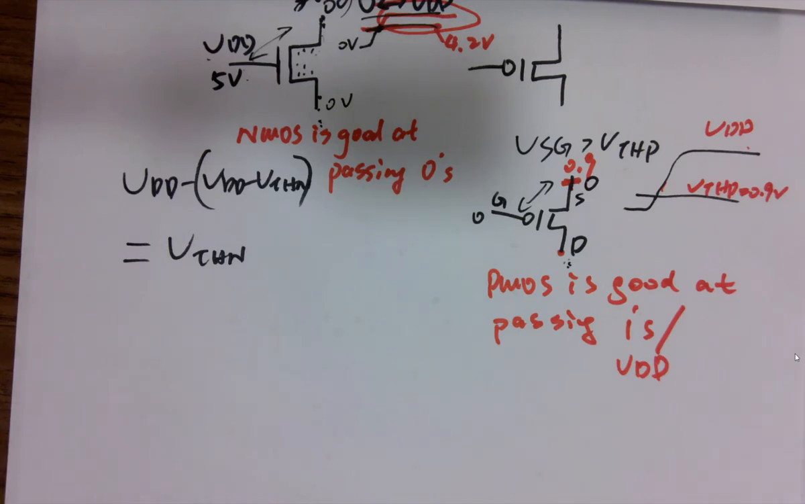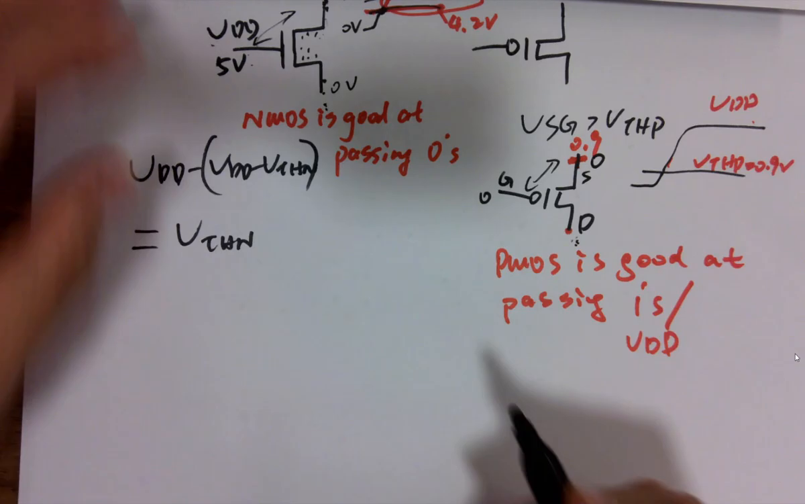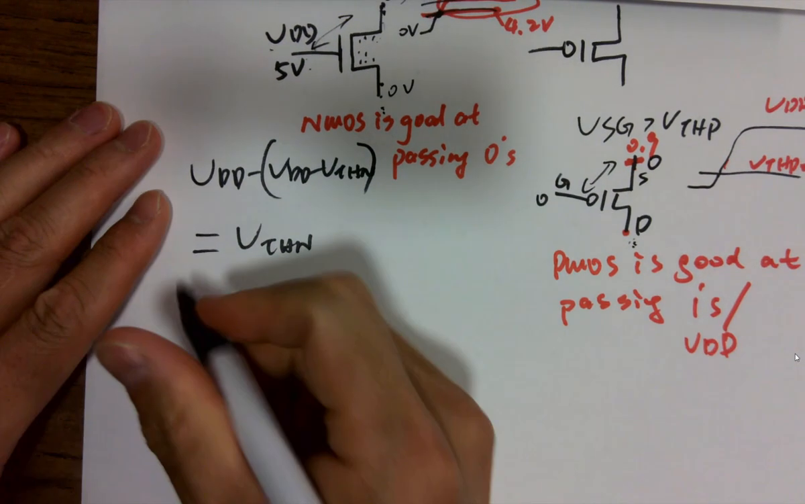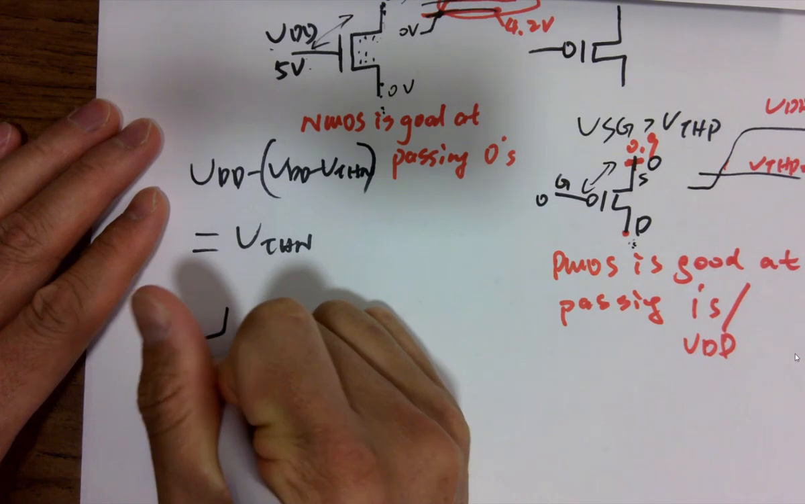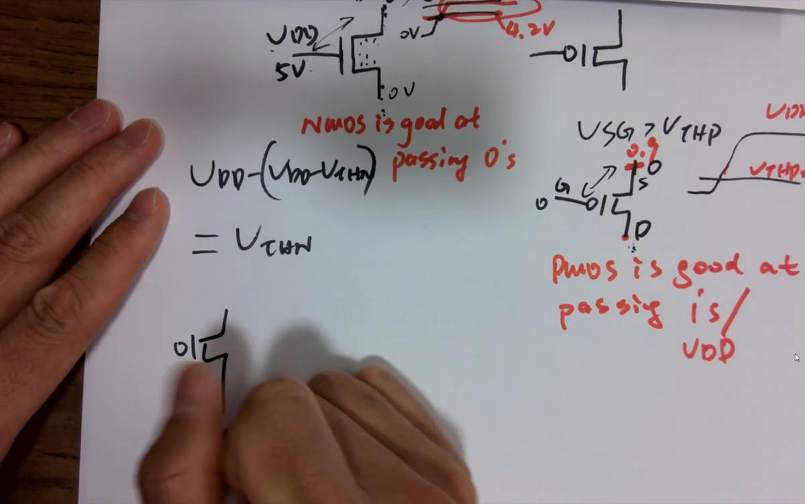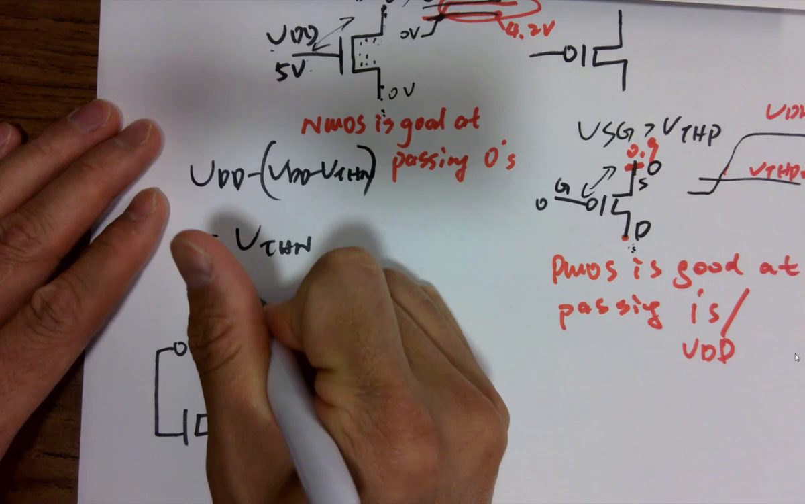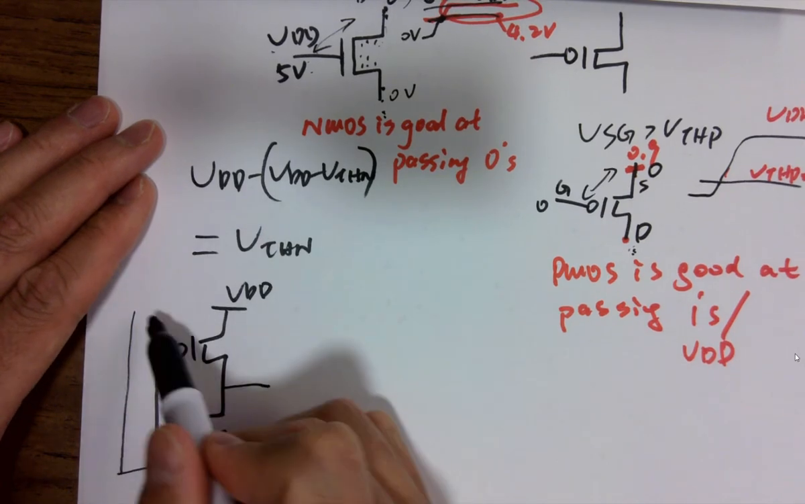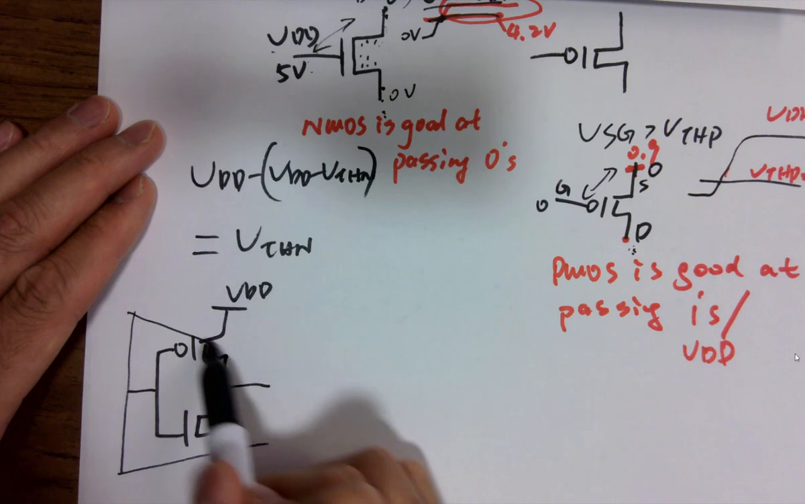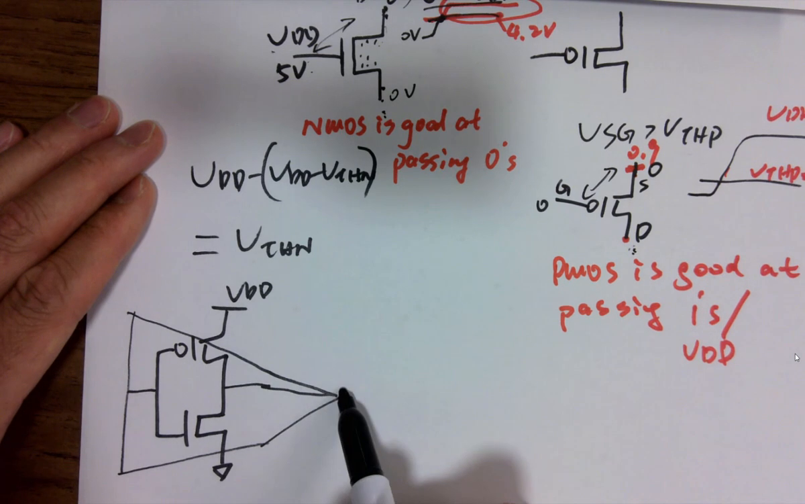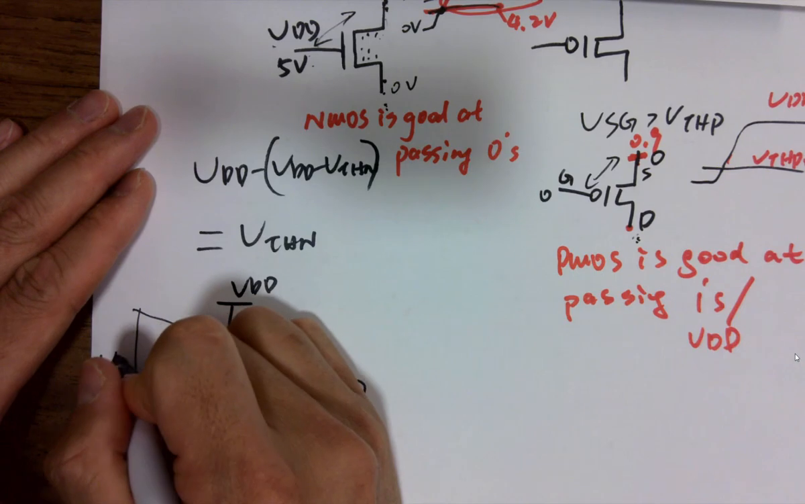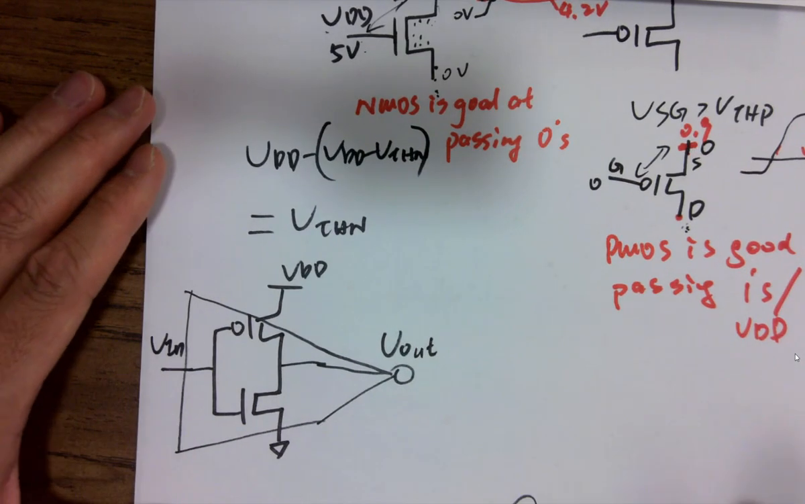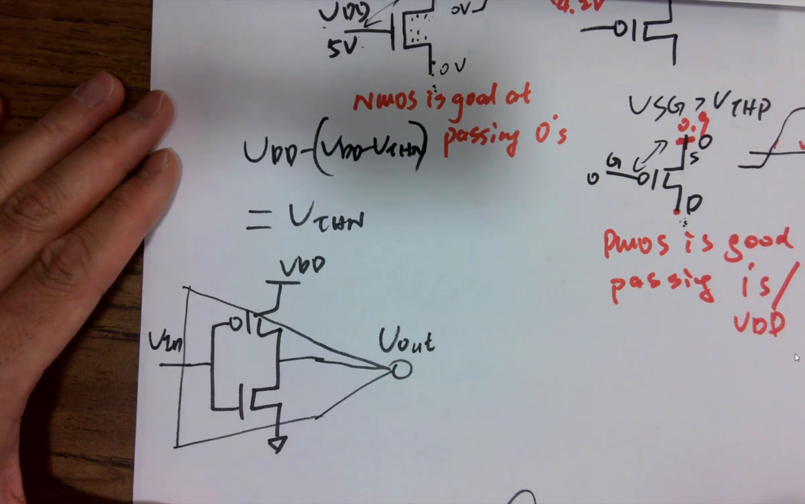And there's an important concept, and it's the way we build an inverter. We have a PMOS on the top and NMOS at the bottom, and short the two gates. And here's the output. Here's the input. Here's the inverter. Right, V in, V out. Make sense? So that's the inverter.